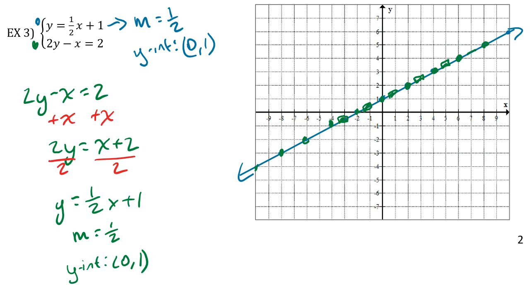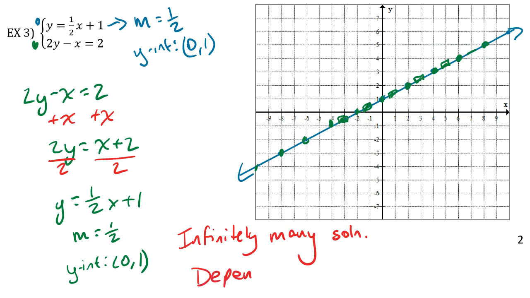So, which one is this one? Where do they touch? Well, they touch absolutely everywhere on the line because they're exactly the same. They're overlapping. So, that means our answer is going to be infinitely many solutions. And we say this one is dependent.